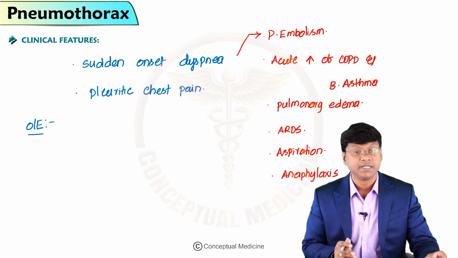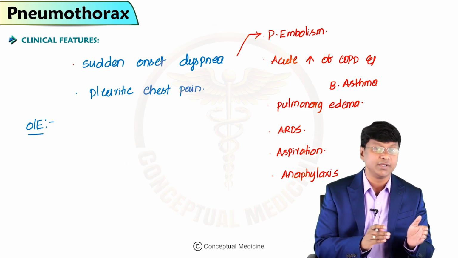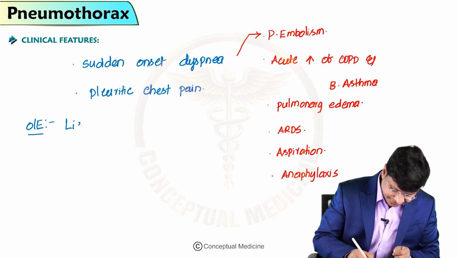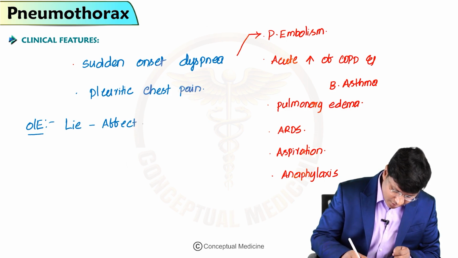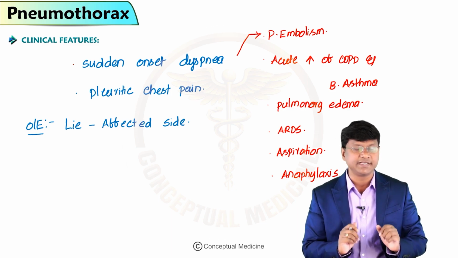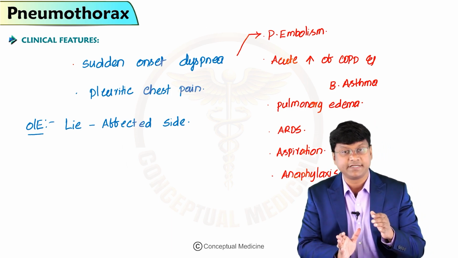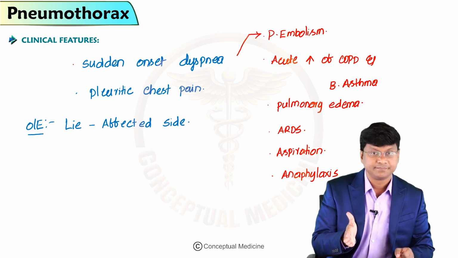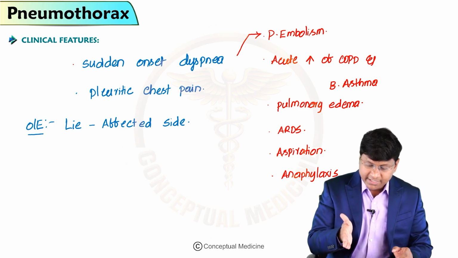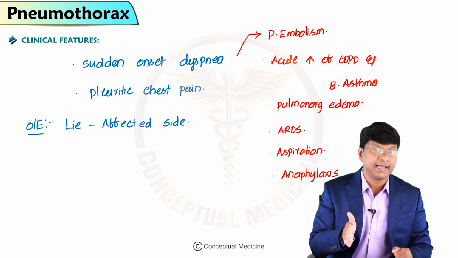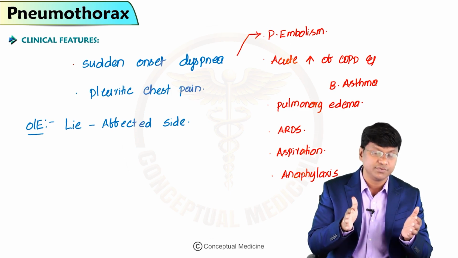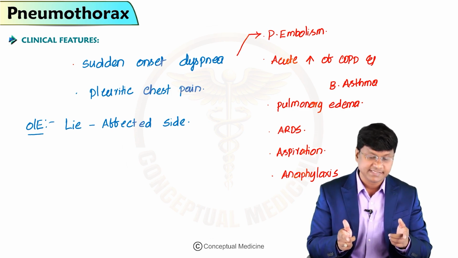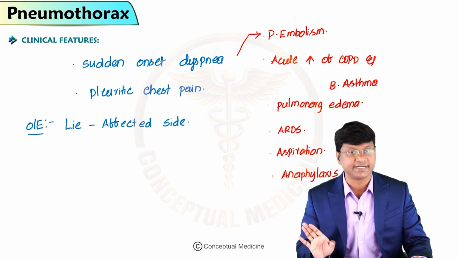On examination, the patient prefers to lie on the affected side. Now the question is why. For example, if the individual has developed left-sided pneumothorax, the patient will prefer to lie on the left side. Why? Because when the individual lies on the left side, the right lung will have adequate space for expansion within the thoracic cavity. And that is the reason why the patient will prefer to lie on the affected side.